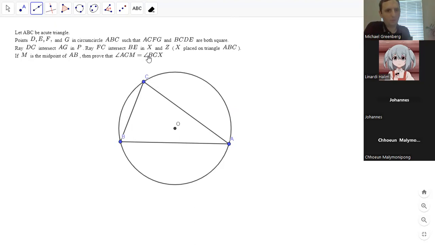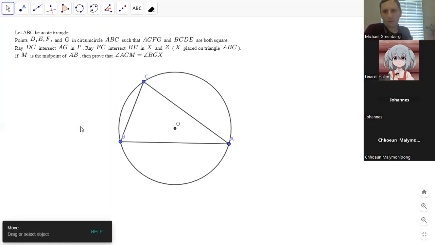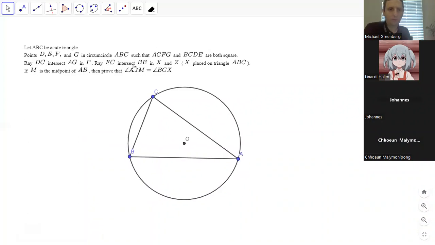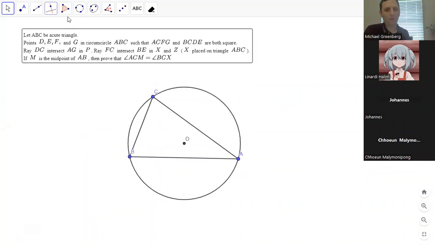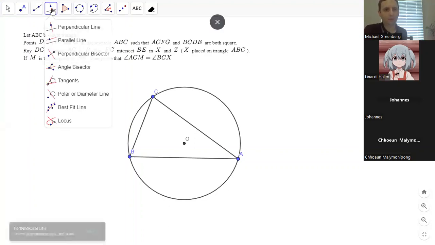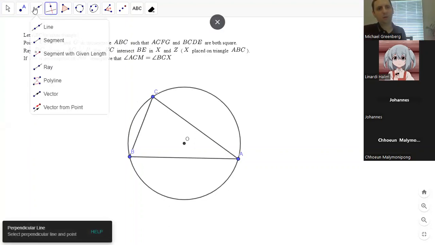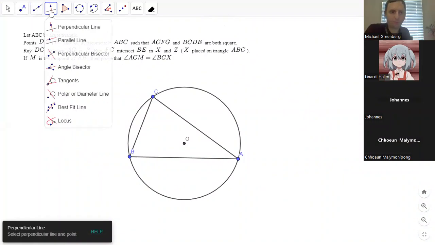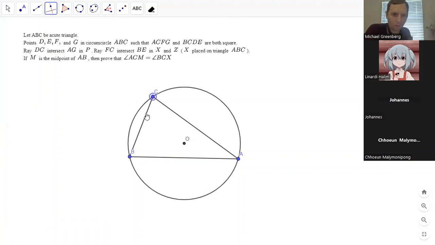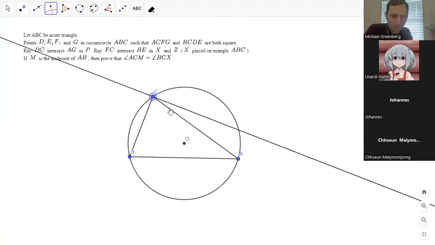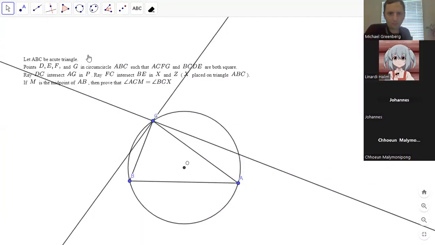Z never gets used. Yeah, DEFG is outside of triangle ABC. Okay, so, and then, what would it mean for those rays to intersect in? Okay, so first let me draw the squares. Sorry. So okay.